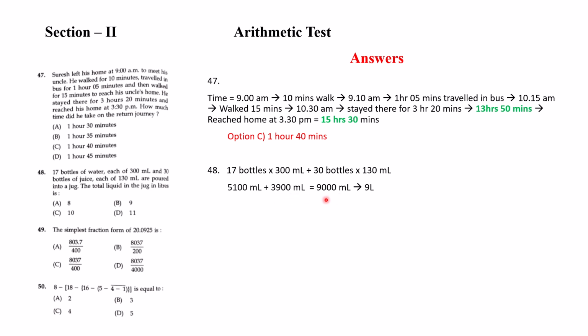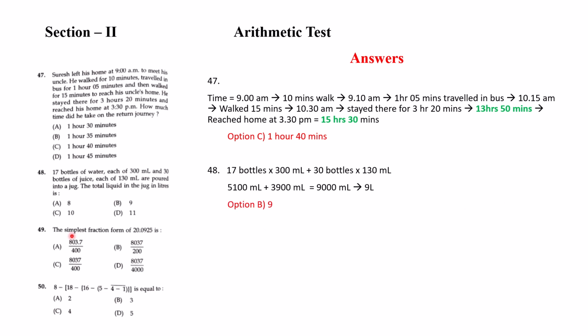When we add these two, it is total 9000 ml of liquid. 9000 ml is nothing but 9 liters. As we know that 1000 ml is 1 liter, 9000 ml would be 9 liters. Therefore, correct answer for this question is option B, 9.